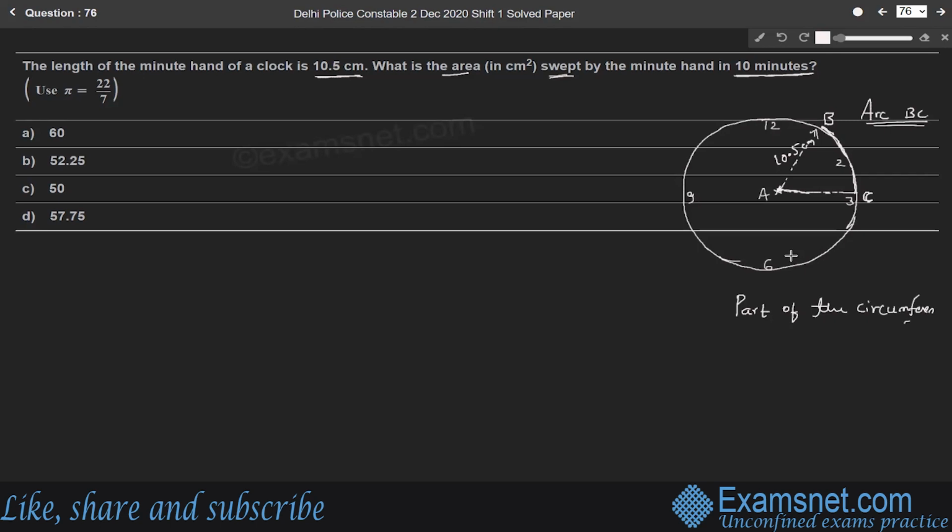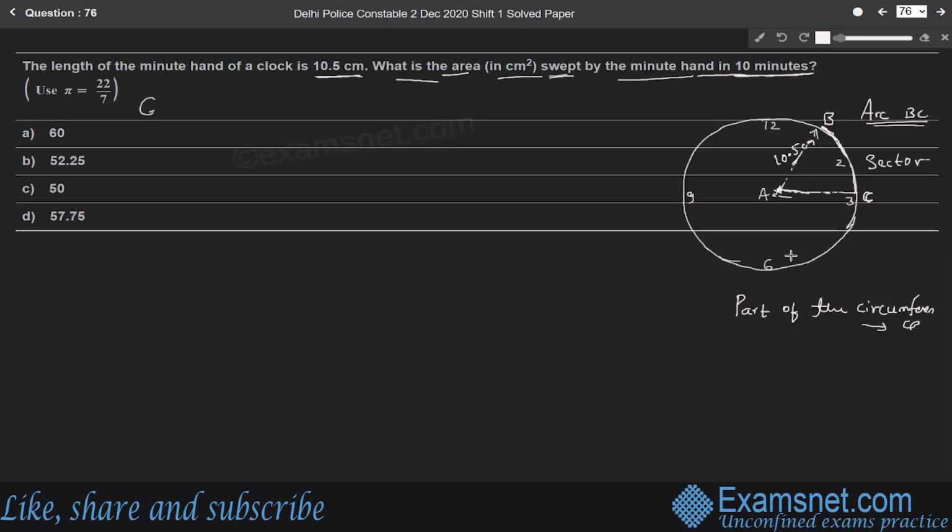Right? Because of the arc BC, it creates a sector ABC. So the minute hand swept in 10 minutes creates a sector ABC, so the area of ABC gives the answer. What is the area swept by the minute hand in 10 minutes? This is the area of the sector ABC. We have to find the area of the sector ABC.